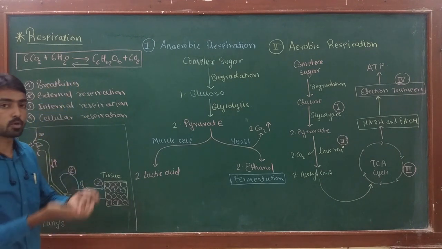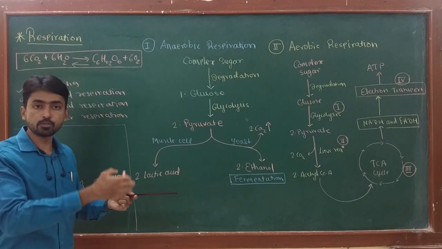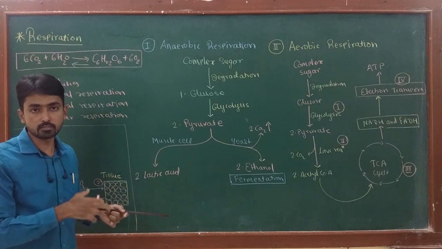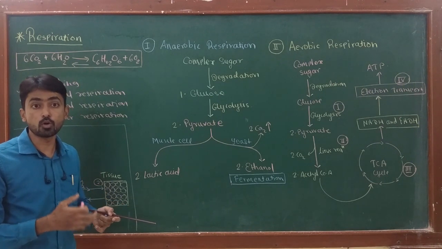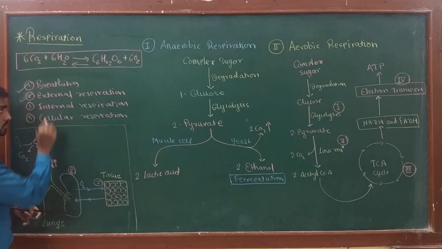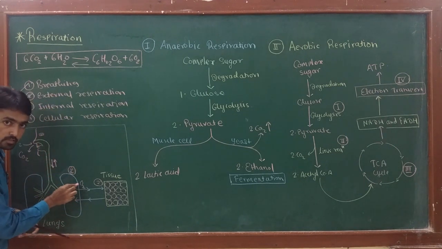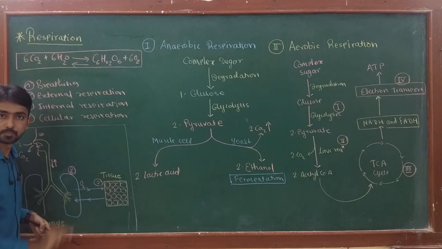This external respiration occurs after breathing. At the time of breathing, we take in oxygen. When oxygen enters the lungs, it diffuses into the blood present inside the lungs, and the hemoglobin present in the RBC converts into oxyhemoglobin. After formation of oxyhemoglobin, external respiration is complete. Now this oxygen is transferred by the blood, the RBC, from the lungs to the tissue.